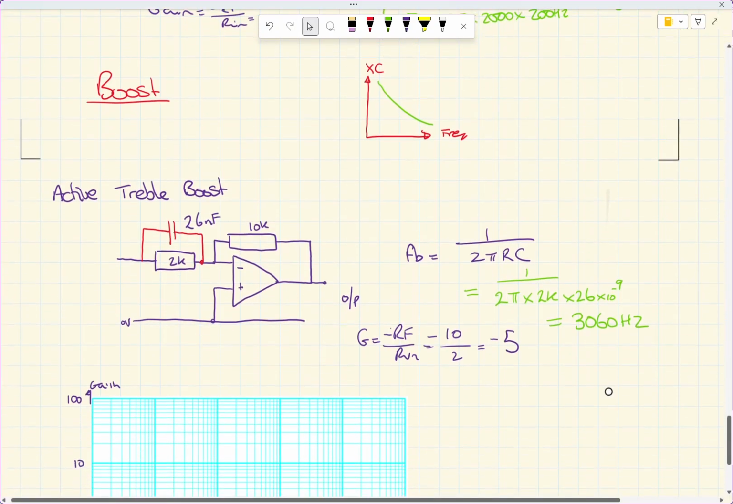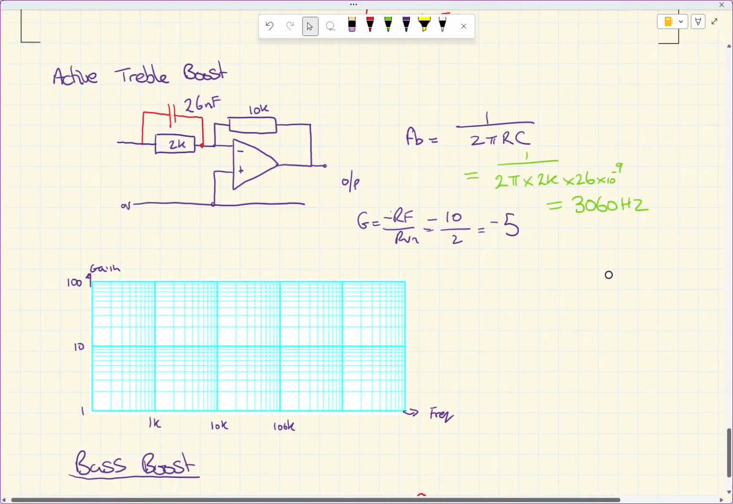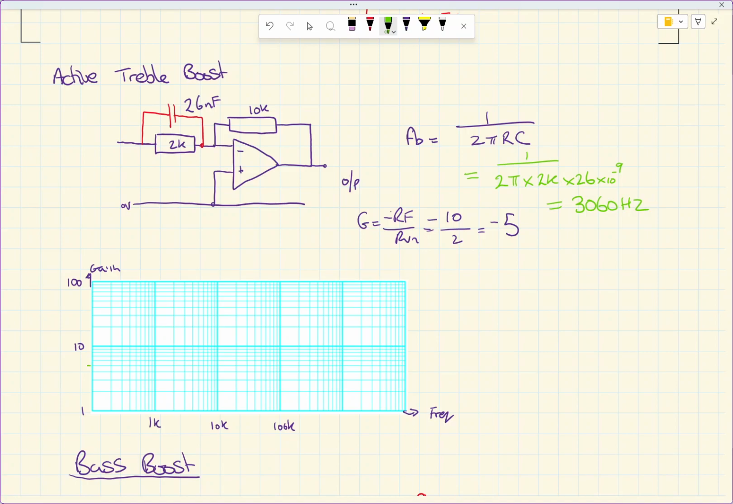So let's draw that on a graph. We've got a gain of 5, so 2, 3, 4, 5. There's 5 on my graph, and 3 kilohertz, so 1, 2, 3. Okay, so we've got a point just there. This is treble boost, so we're going to have a flat line all the way up to that point, and then our line is going to go up. So I need to draw a 45-degree line in. I'm just going to draw it approximately.